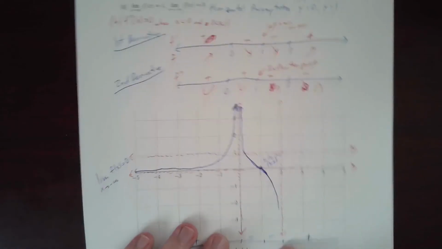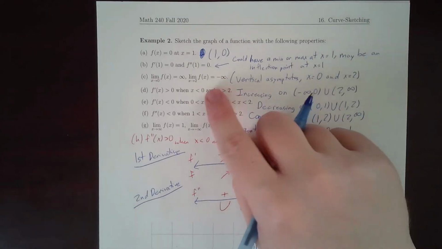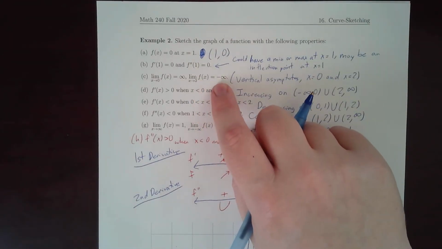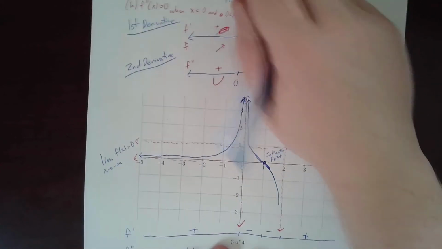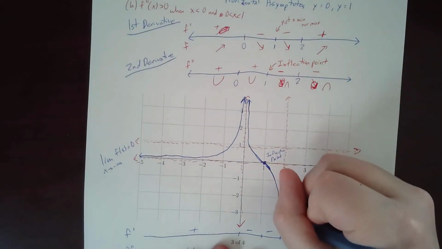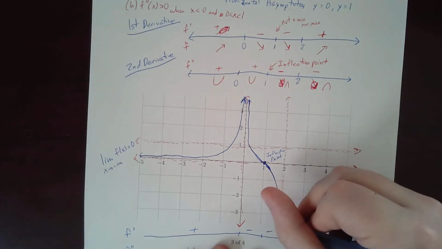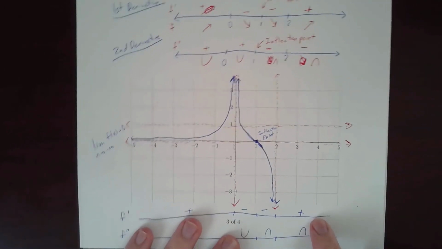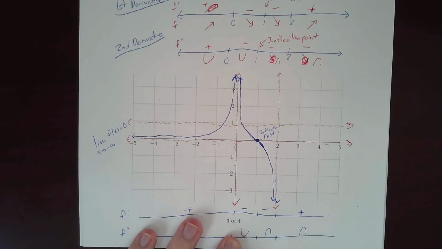1, because we're decreasing, but 2, because we're told that the limit as x approaches 2 of the function is negative infinity. So we'll go down to negative infinity, and on the other side we'll be coming up from negative infinity. We know that we're coming up because we're increasing, and we should be concave down.